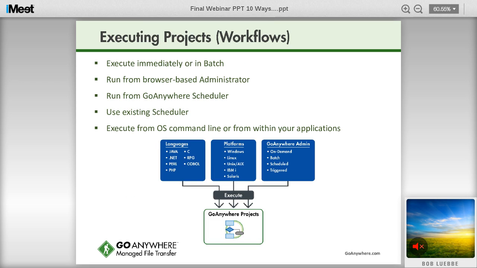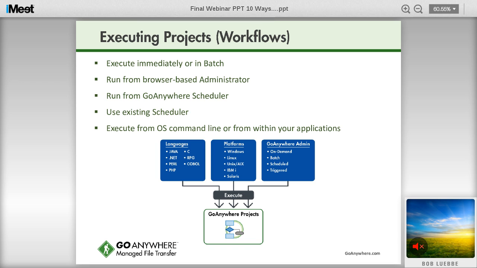To run a project or a workflow in GoAnywhere, we have lots of different ways. You could immediately run the project from within the interface, which is nice for more ad hoc type transfers or for testing purposes. You could use our scheduler, or if you want to use our command line options, it shows the different types of languages we support, different platforms, and so on. These commands are at no additional charge, so you can just install them on whatever systems need to launch transfers in GoAnywhere.